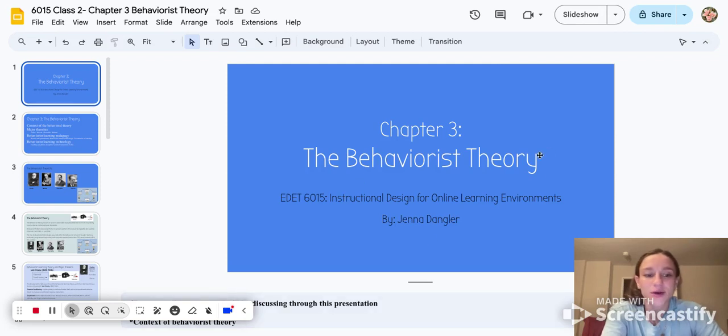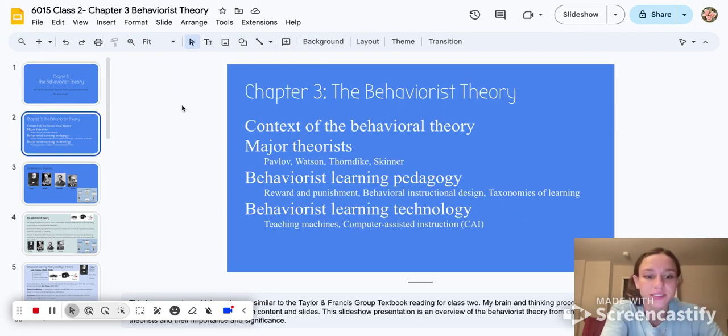Hi everybody, so I decided to do chapter 3, the behaviorist theory, and I'll start with this slide here. This is an overview. It is also exactly how the textbook lays out the structure of what the chapter will discuss. So it starts with the context of the behavioral theory, major theorists. Here we'll discuss Pavlov, Watson, Thorndike, and Skinner.